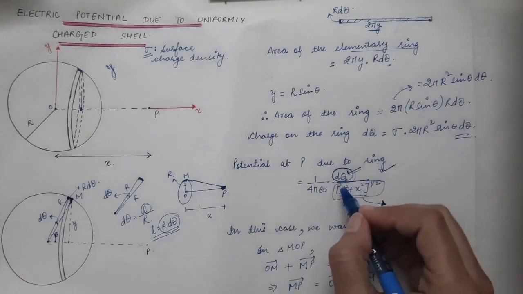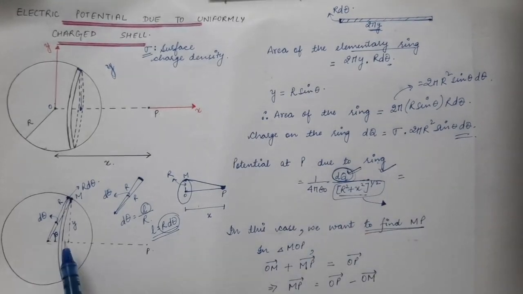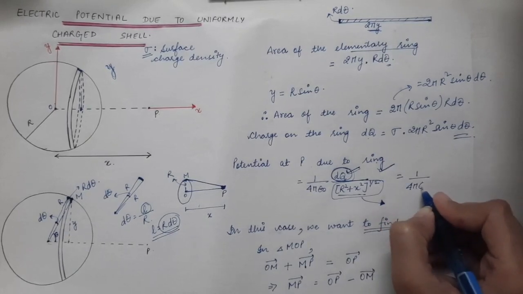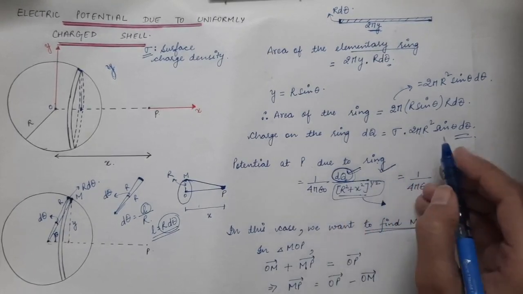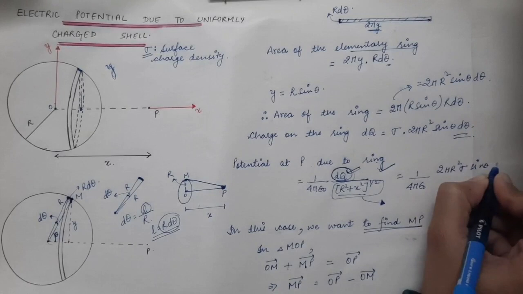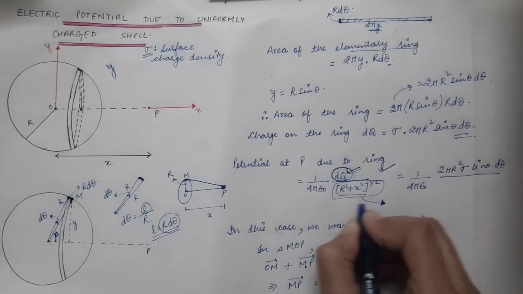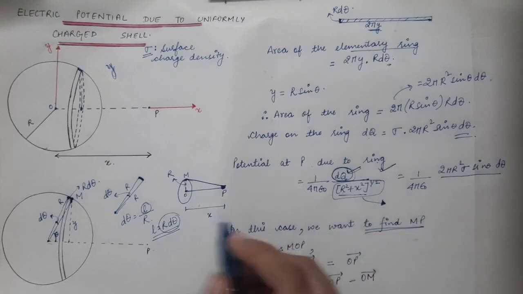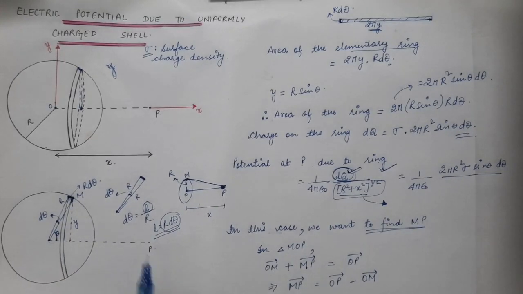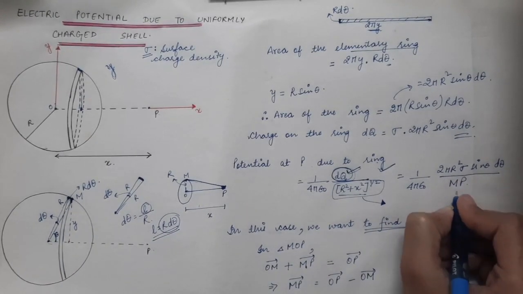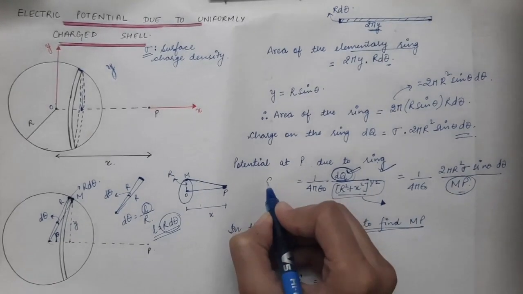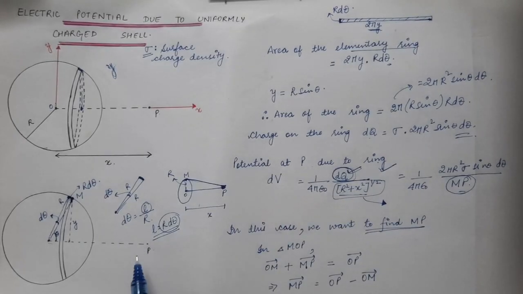Now the potential due to this elementary ring will also be given by this formula. So we will have 1 by 4 pi epsilon naught into dq, and instead of dq we will write 2 pi r square into sigma into sine theta into d theta, divided by r square plus x square power 1 by 2, that we have already said is equal to MP. So in this case we will divide by MP. Now the task will be to find the expression of MP, then we will substitute over here, so we will get the potential due to the elementary ring at point P.